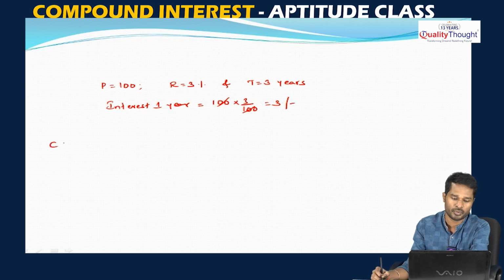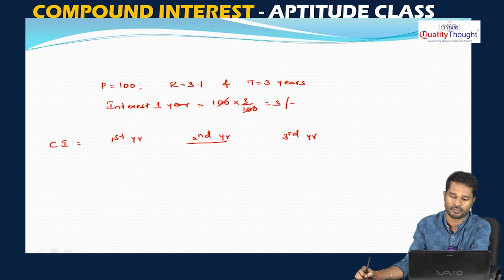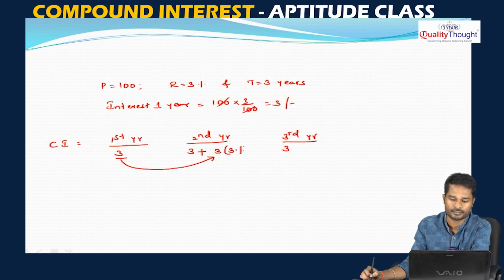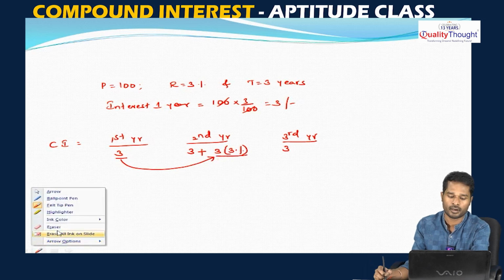Now see how this compound interest is calculated. The compound interest for the first year, second year and third year, just we are checking how the interest is calculated. So for the first year the compound interest is 3 rupees, and for the second year it is 3 rupees, and third year 3 rupees. But what happens in the second year? On the first year's interest, extra 3% is calculated, 3% of 3. So on the first year's interest another 3% is calculated in the compound interest.